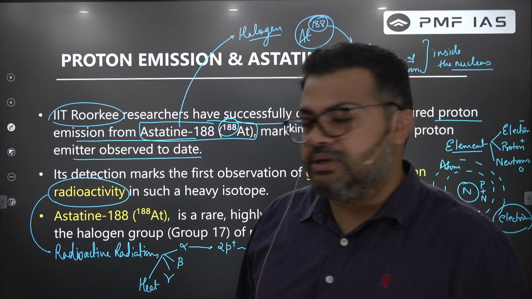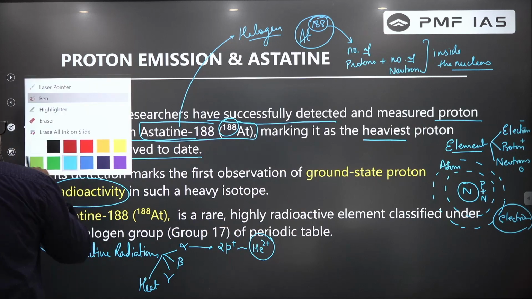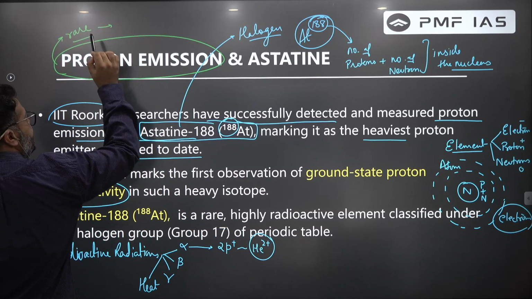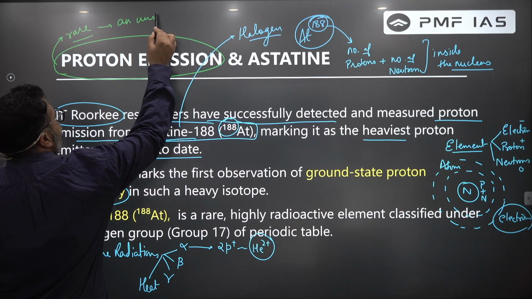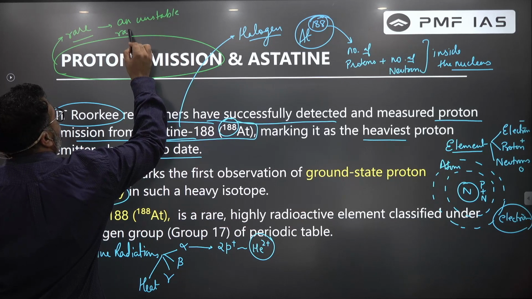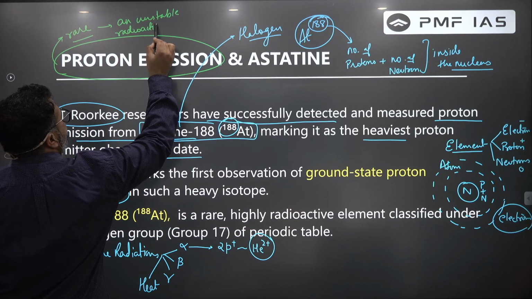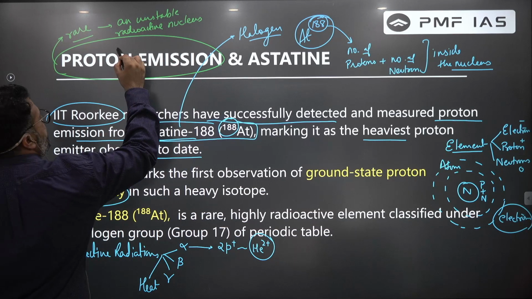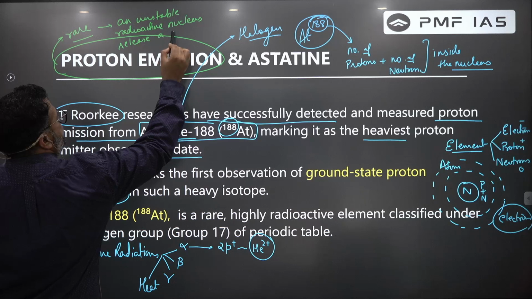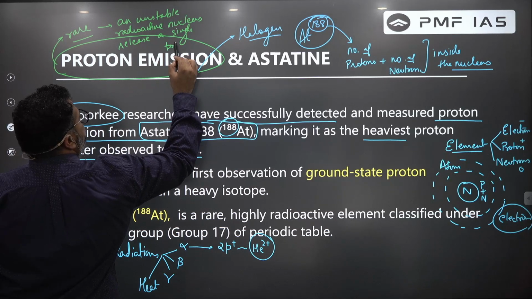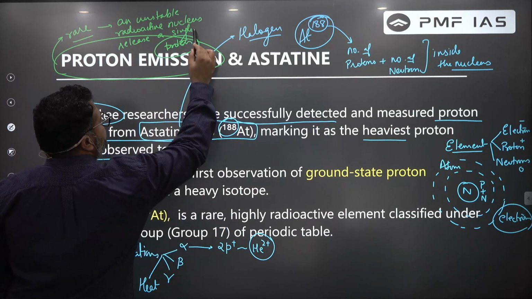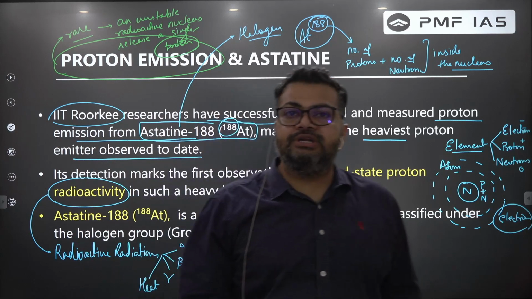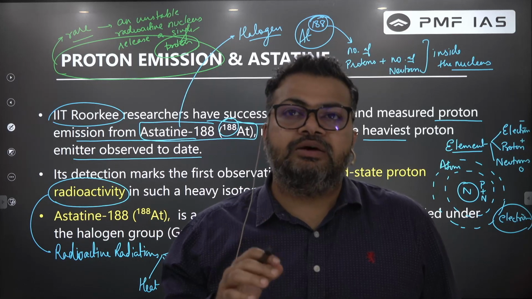Now what is proton emission? Proton emission is a very rare phenomenon when an unstable radioactive nucleus releases a single proton. That means they are not releasing an alpha, they release a single proton. So in alpha there are 2 protons equal to a helium ion, but in the case of proton emission, it releases a single proton when the atom is in its ground state.